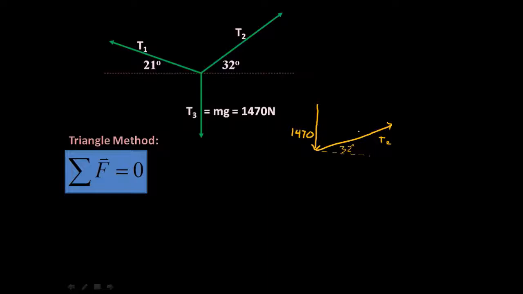And then I add T1 to T2. That's going to come up like this. Here's T1. And if I draw a little horizontal here, this angle right here is 21 degrees. But a little geometry fact, remember alternate interior angles? That means this angle right here is also 21 degrees, right? And then this one is vertical. Notice it comes back to where it started.